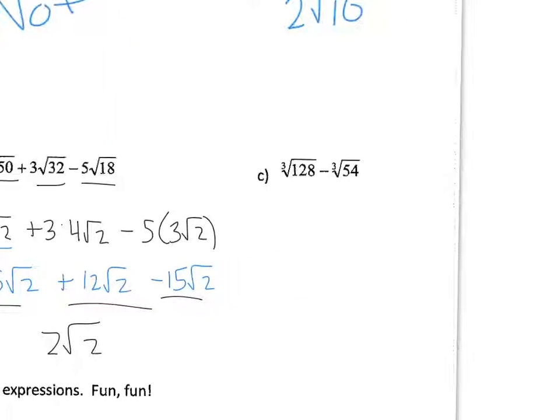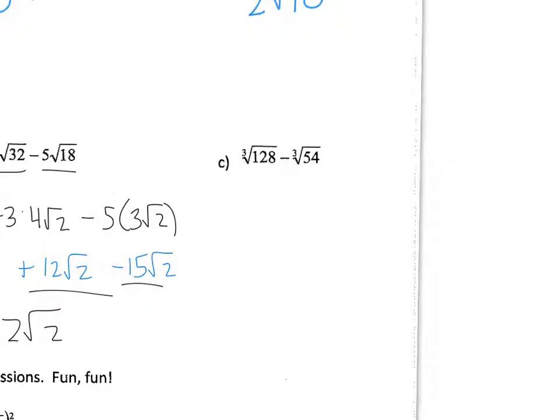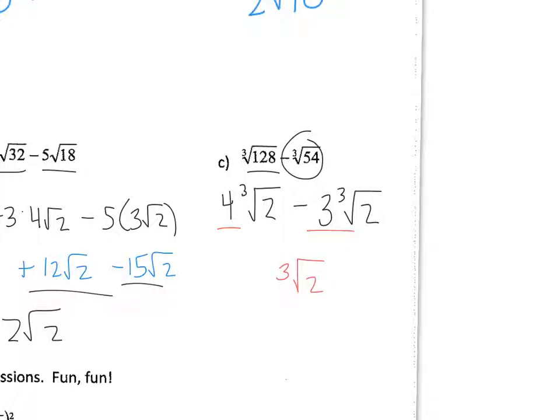You can do the same thing with cube roots too. So if I break down the cube root of 128, the cube root of 64 is 4. So it's 4 cube root 2 minus the cube root of 54, where 27 is 3 and 27 times 2 is 54. So that's going to be 3 cube root 2. So I look at the coefficients, and it's 3 cube root 2.